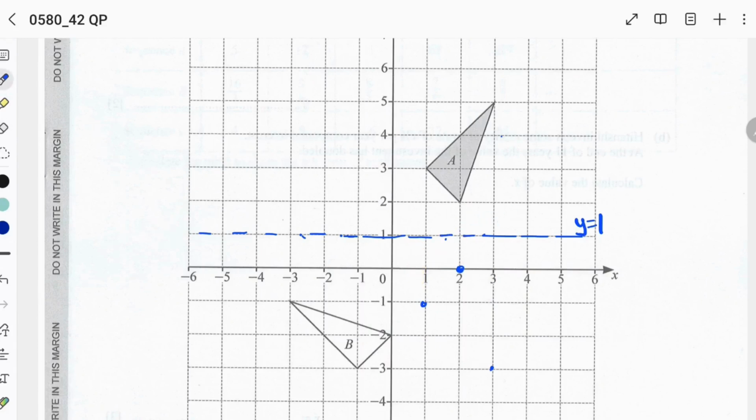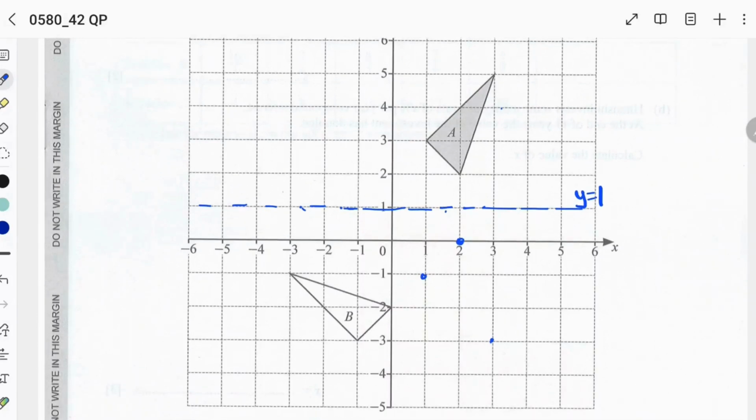Okay, now join the points with the help of the ruler. That will be your answer for this part.